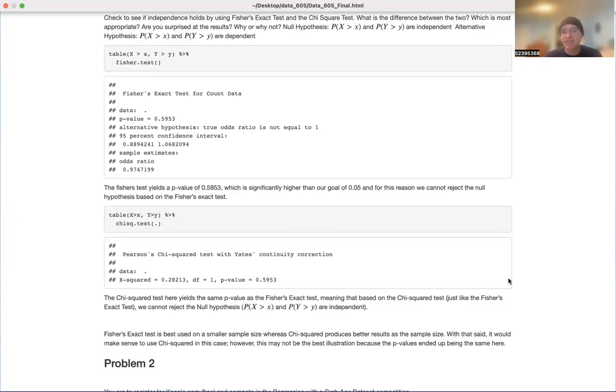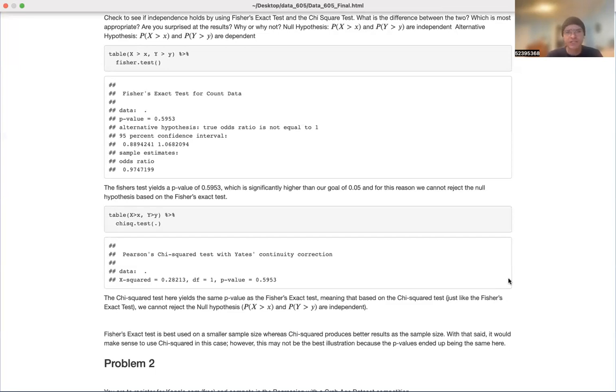And the same exact result happens with the chi-squared test. We get the same p-value. We cannot reject the null hypothesis that the two are independent.